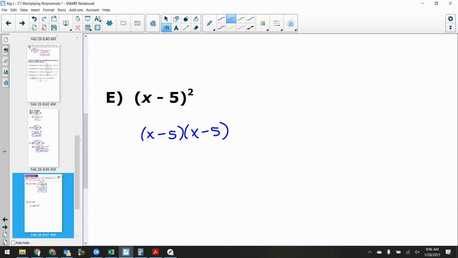Multiply the x's together. x times x. Multiply the x and the negative 5 to make negative 5x. Don't say plus a negative 5x. Just make it a minus 5x. Do the same thing with the negative 5. And yes, I am calling that a negative 5. Negative 5 times x, these are our inners, minus 5x. Negative 5 times negative 5 is a positive 25.